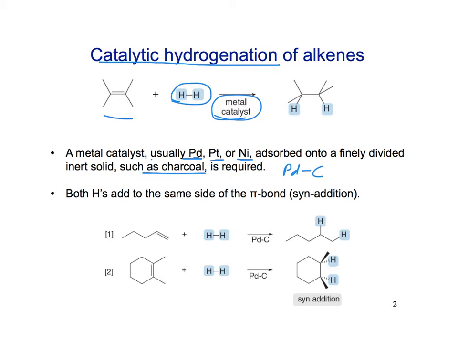As an electrophilic addition reaction, a hydrogen will add to each of the carbons of the double bond. We'll add 2 hydrogens. Because both H's add to the same side of the pi bond, this is a syn addition. In the top example, example 1, we don't really see any stereochemistry. We just go from an alkene to an alkane. In example 2, though, we generate 2 new stereogenic centers, and notice that the 2 hydrogens are on the same side of the ring.